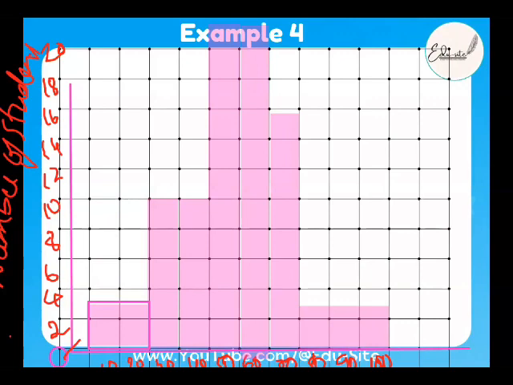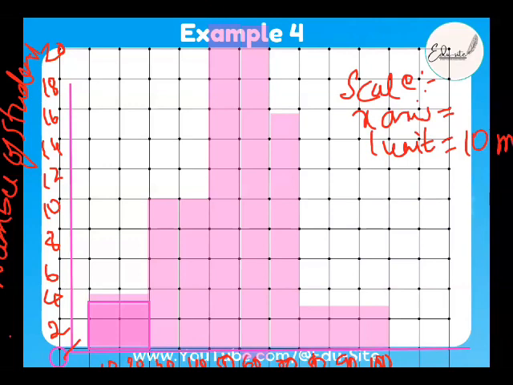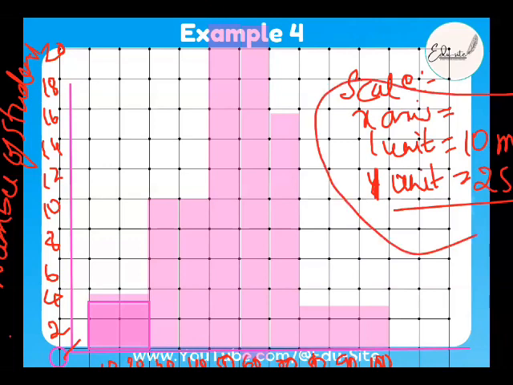Okay, now quickly tell me what is the scale. What is the scale that you're using here, beta? On the x-axis, 1 unit stands for 10 marks, right? Okay. On the y-axis, 1 unit is equal to 2 students. That's all. We are done. Is it all fine? Understood? Any doubts in this? No.